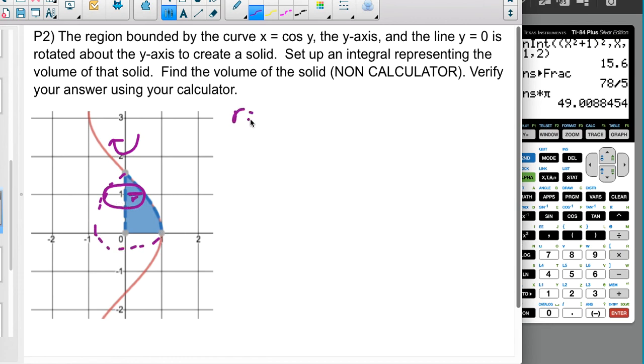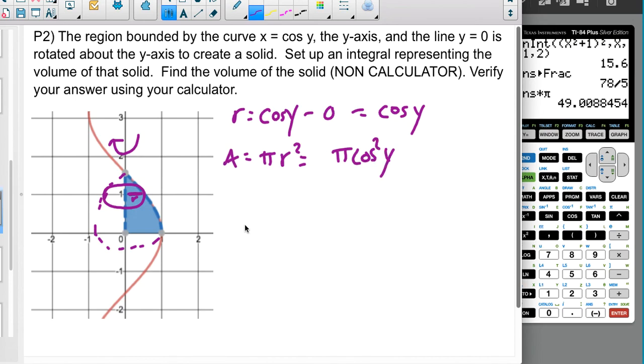So the radius is going to be the right curve, which is cosine y, minus the left curve, which is x equals 0, so just cosine y. That means that my area is pi r squared, so that's pi cosine squared. My volume is going to be from the bottom y to the top y. Now, the trick here is that we actually don't have this bound, right? We're going to have to figure out what this bound is.